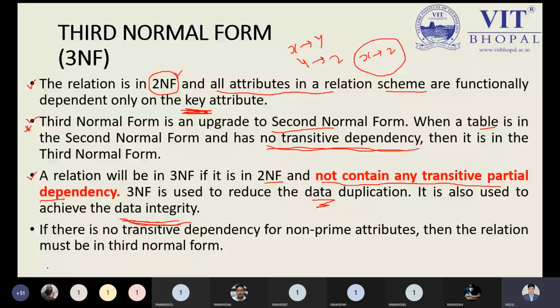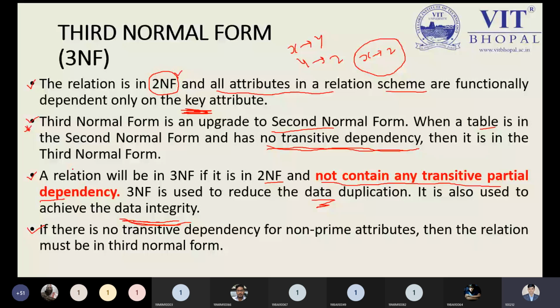If there is no transitive dependency for non-prime attributes, then the relation must be in third normal form. This is the fourth statement we can say. All these terms belong to the third normal form. In summary, the third normal form is a normal form in which the relation or table is in second normal form and does not have transitive dependency.